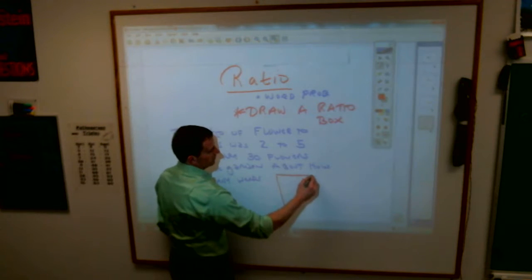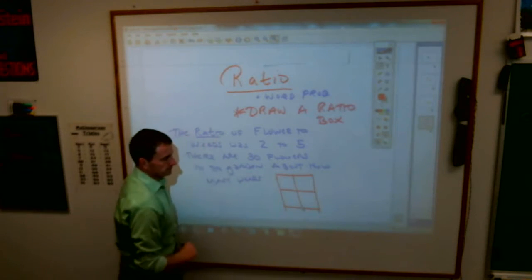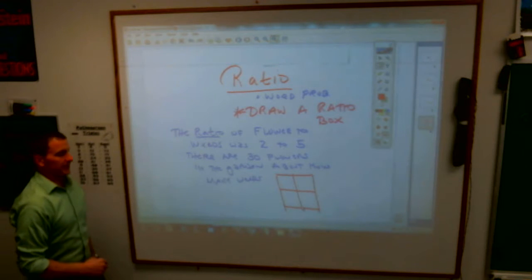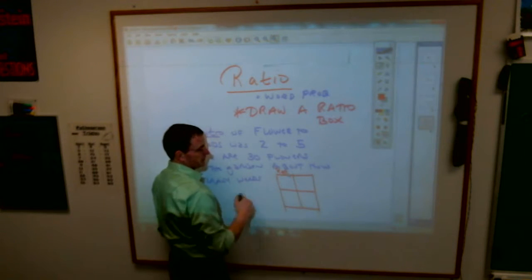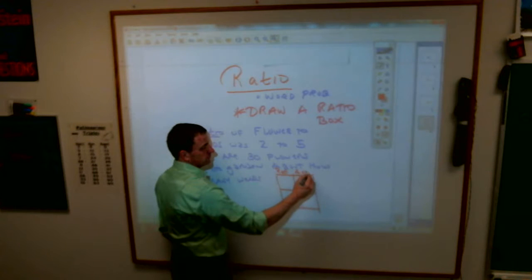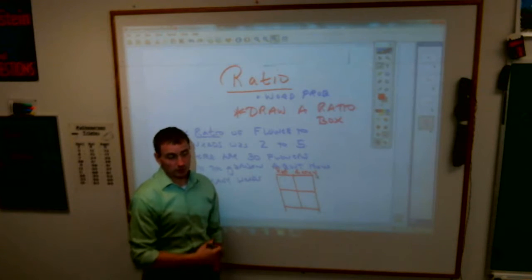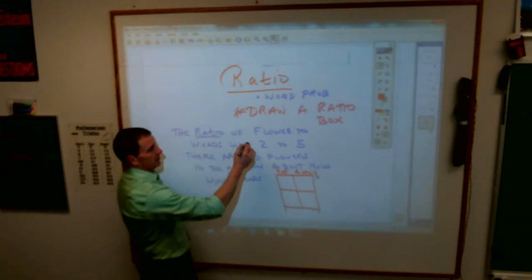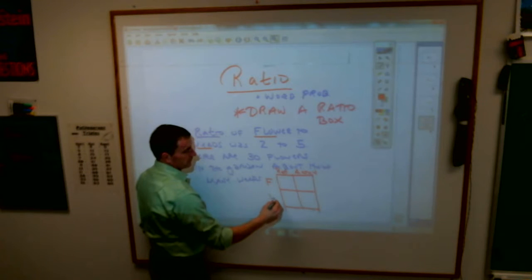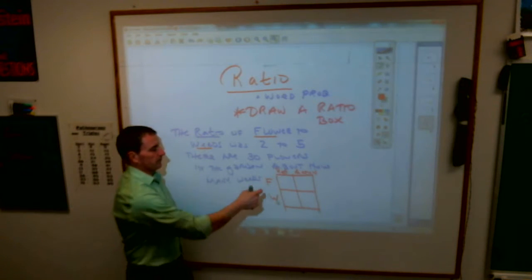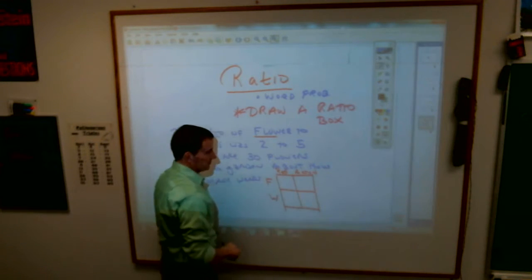A ratio box is just going to be a box like this, and you cut it into halves and halves, kind of quarters. And it gets labeled like this. The first column is the ratio. The second column is the actual. The first row and the second row are the two things that you're comparing in a ratio. I am comparing flowers to weeds, and you can just put the letter F there and the letter W there for weeds. The first column is always going to be the ratio, and the second one's going to be the actual number. And then you fill in the blanks.